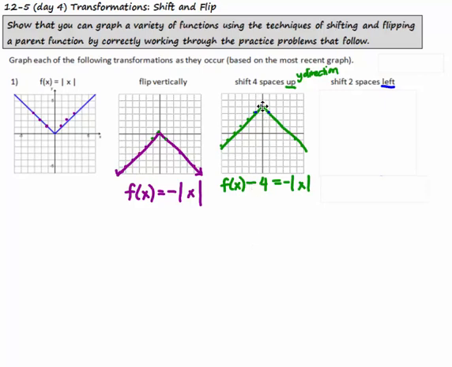Now we're going to take that same graph, we're going to shift it to the left 2 spaces. So that's our x direction. So we're going to take this point up here, the vertex, and we're going to move it 2 spaces left. And then every other point from there is going to follow.